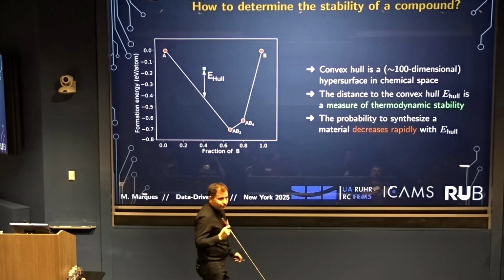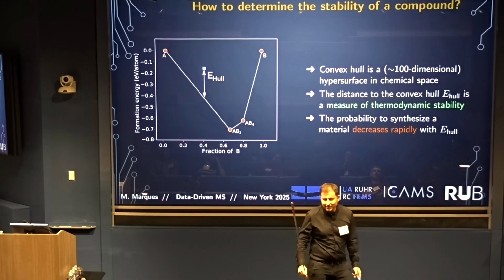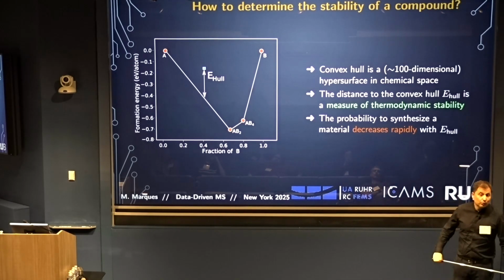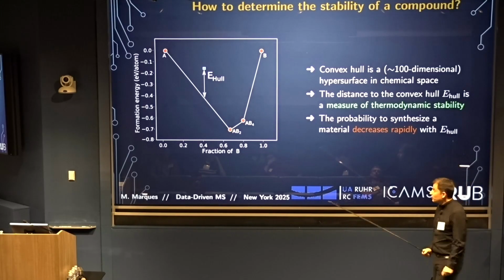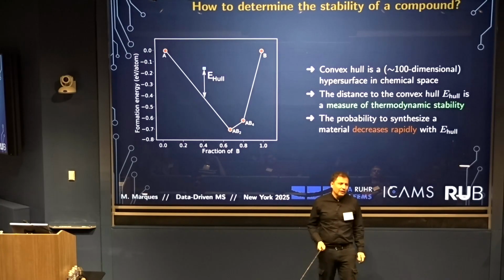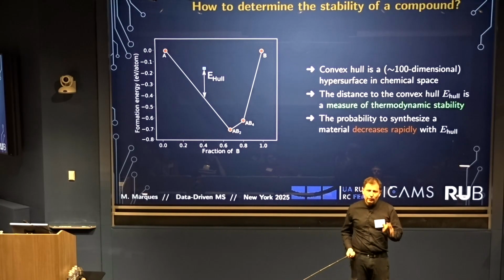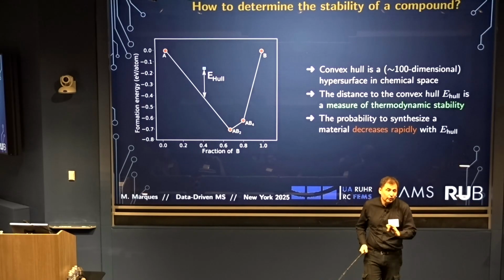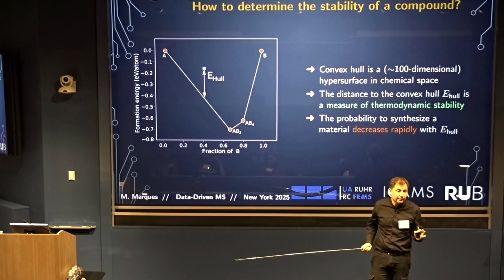Now, let's face the beast. Stability. What can we do? I mean, it's not what we do. What can we do? Because we cannot do so many things, believe it or not. Our main correlator, and this is the property that still correlates the most with synthesizability, like it or not, is this.